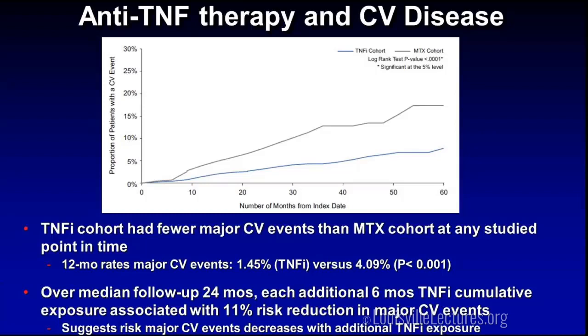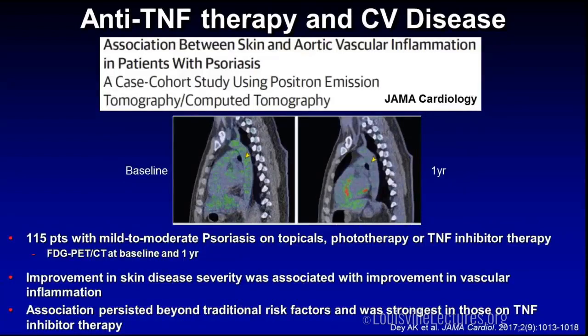And the 12-month rates were only 1.45% for TNF inhibitors versus 4%. And there was a difference based on cumulative exposure as well. With over 24 months, each additional 6 months of TNF inhibitor exposure was associated with an additional 11% risk reduction in major cardiovascular events.